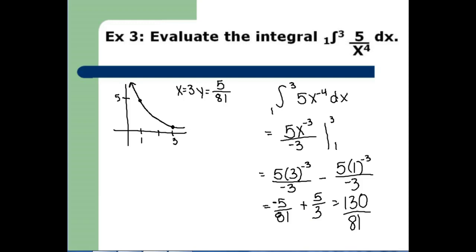All right. Any questions on that so far? Next one. Go ahead and try it on your own. So find the area of that parabola from 0 to 1. Find the area under the curve for the parabola y equals x squared.